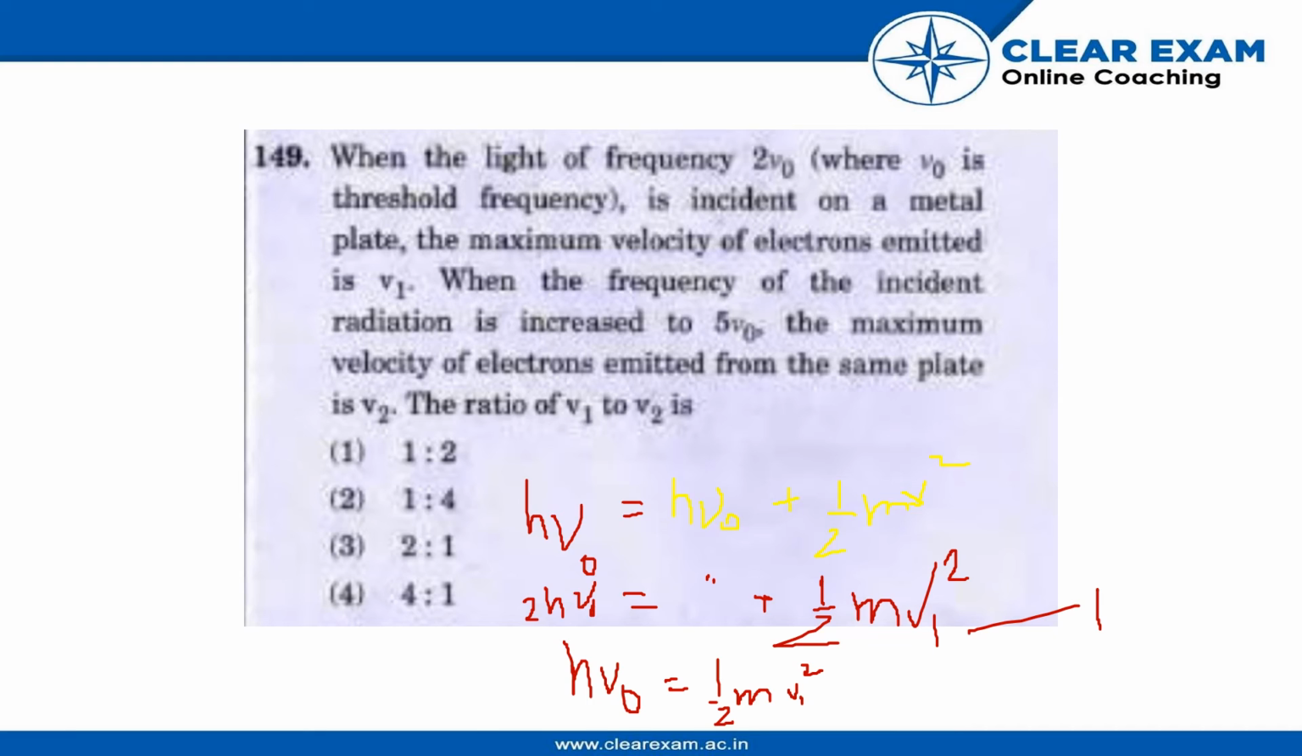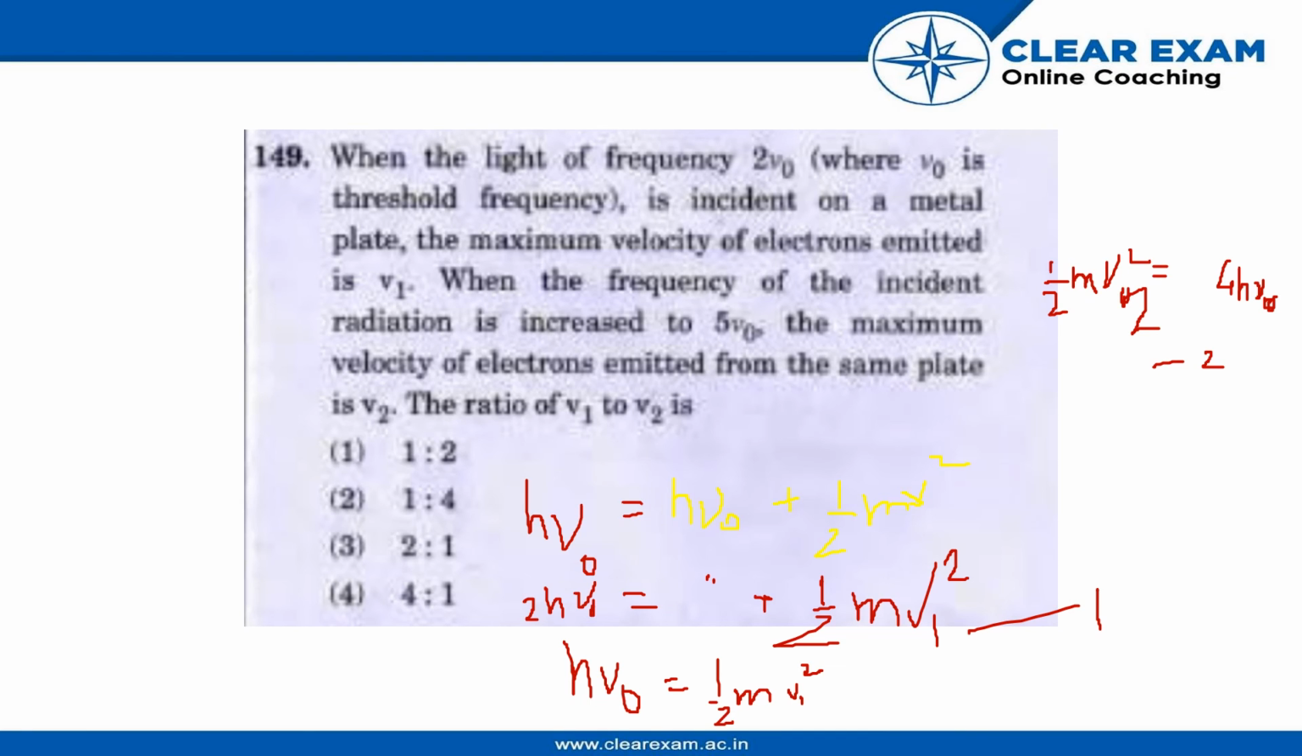Similarly, from the second equation we can say that half m v2 square is equal to 4hν₀. Okay, for the second equation it's basically v2.